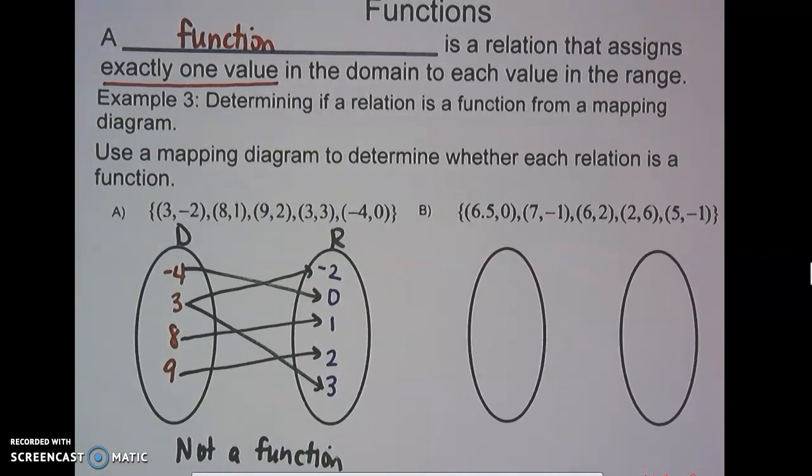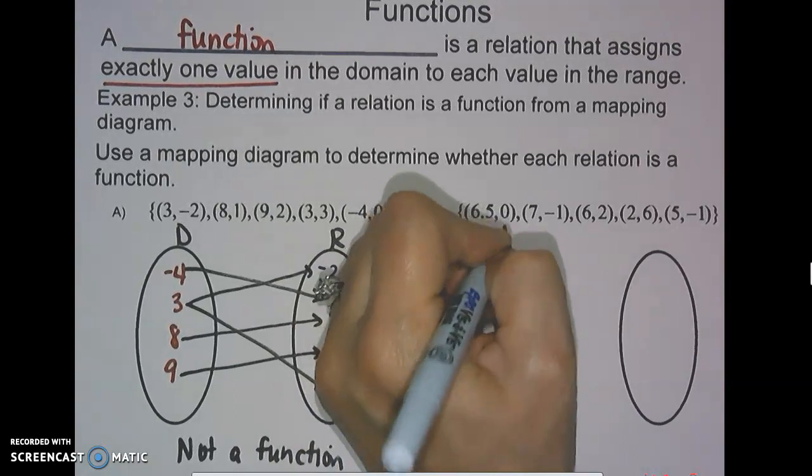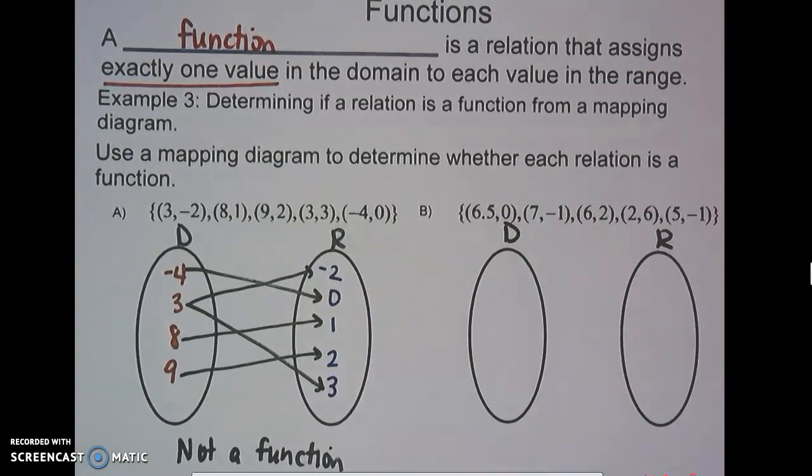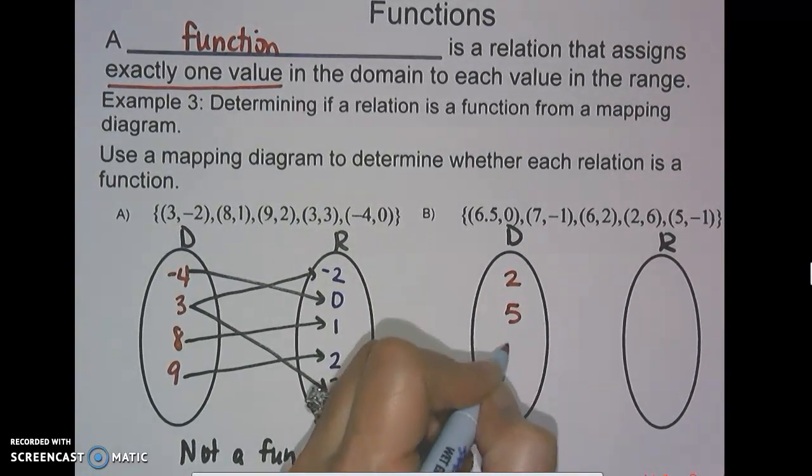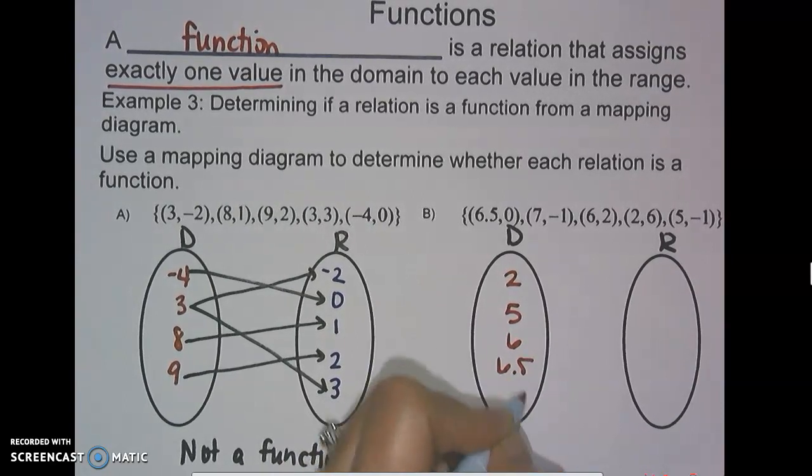Okay, this would not be a function. All right, so next up is to see this one. So we have domain and range. Again, we have our list of points. Our domain here: 2, 5, 6, 6.5, and 7.